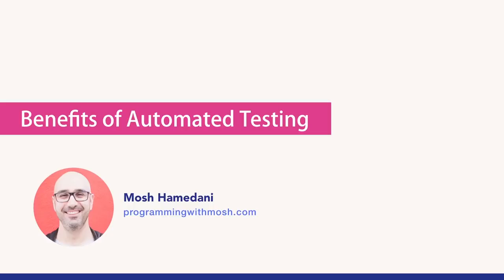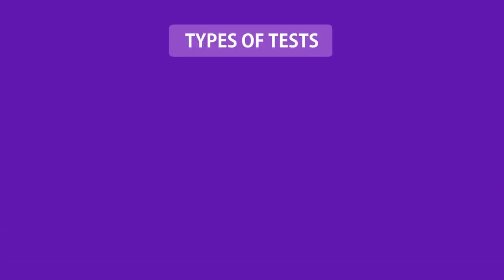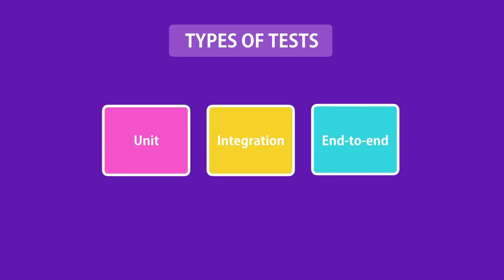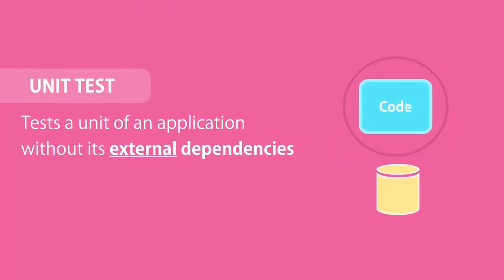In automated testing, we have three types of tests: unit tests, integration tests, and end-to-end tests. A unit test is what I showed you earlier in this section. You test a unit of the application without its external dependencies, such as files, databases, message queues, web services, and so on. Now, note this keyword here, external dependencies.